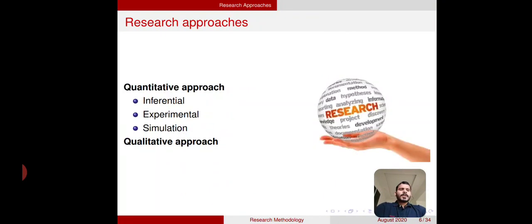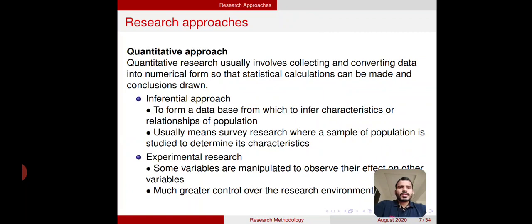And later I will mainly discuss two kinds of research approaches: the quantitative approach and the qualitative approach. The name itself implies what is meant by quantitative and what is meant by qualitative. I will give a short introduction. The quantitative approach we can split into three categories: inferential, experimental, and simulation. I will give each one in detail.